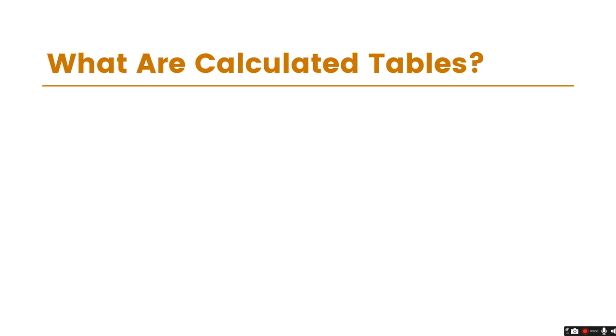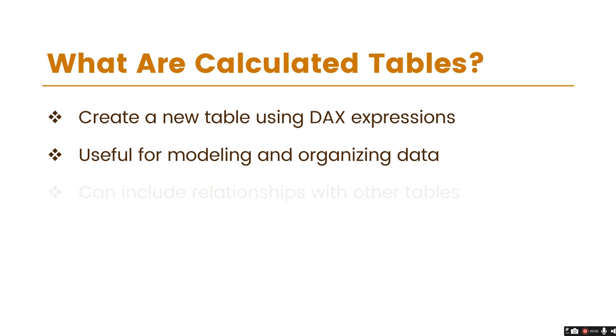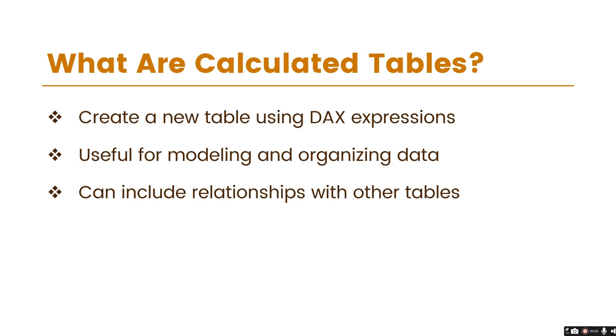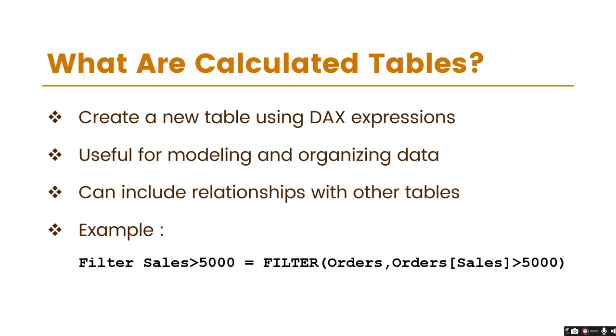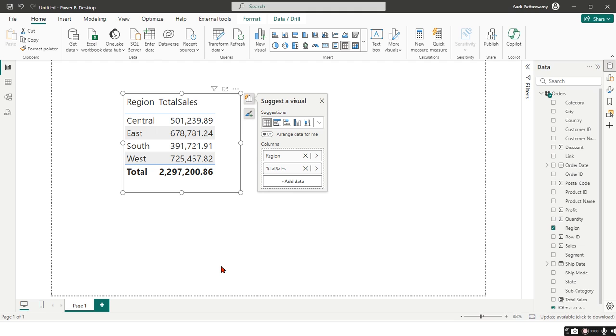Next is about the calculated tables. The calculated tables allow you to create new tables within your data model using DAX expressions. They are practically helpful when you need to summarize or restructure the data for analysis. For example, if you want to create a new table which is filtering the sales which are above 5,000, we can use the DAX function, the DAX expression, to create a new table. Let me show you how to create a new table.